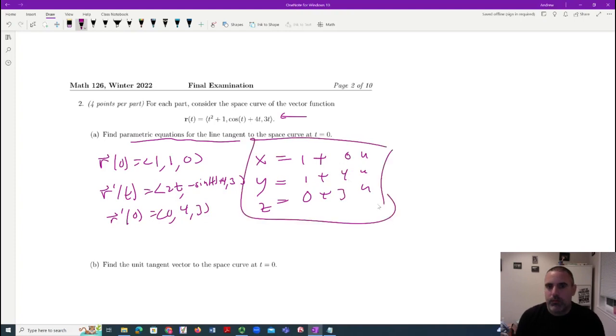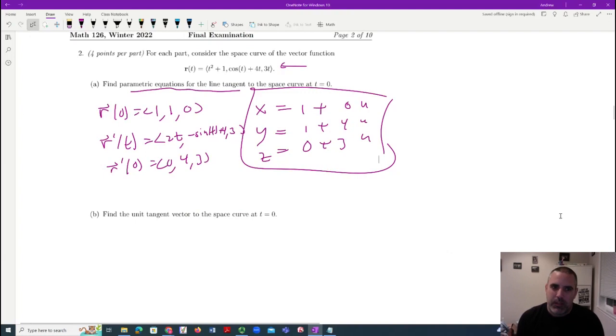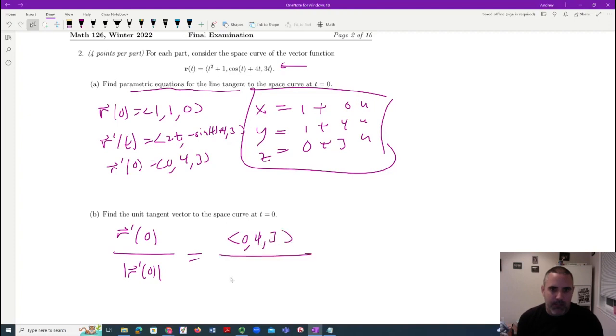We want that to be fast. Find the unit tangent vector to the space curve at 0. So I think I'm not going to compute that. I don't know if that's a good use of our time. I guess it's so fast, I might as well compute it. Unit tangent vector: 0, 4, 3 divided by the square root of 0 plus 16 plus 9. Oh, it ends up being 0, 4 fifths, 3 fifths.